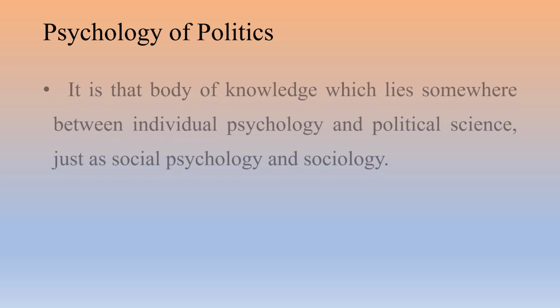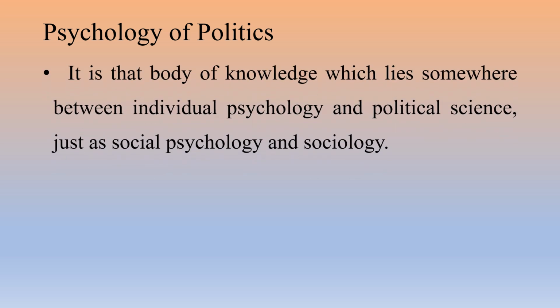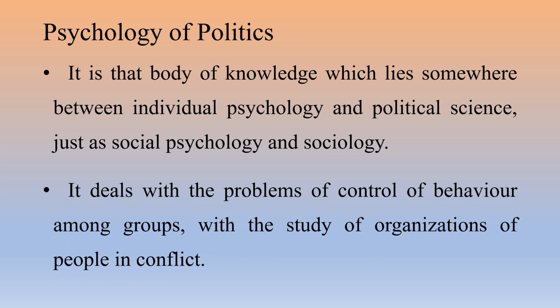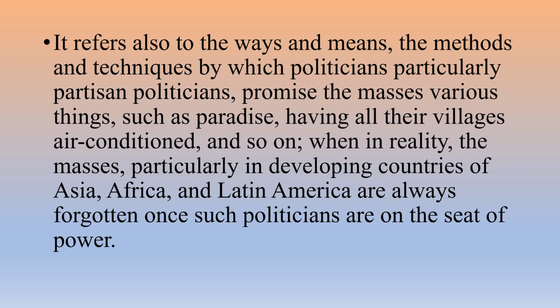Psychology of Politics. It is that body of knowledge which lies somewhere between individual psychology and political science, just as social psychology lies between psychology and sociology. It deals with the problems of control of behavior among groups, with the study of organizations of people in conflict. It refers also to the ways and means, the methods and techniques by which politicians, particularly partisan politicians, promise the masses various things, such as paradise, having all their villages air-conditioned, and so on, when in reality, the masses, particularly in developing countries of Asia, Africa, and Latin America, are always forgotten once such politicians are on the seat of power.